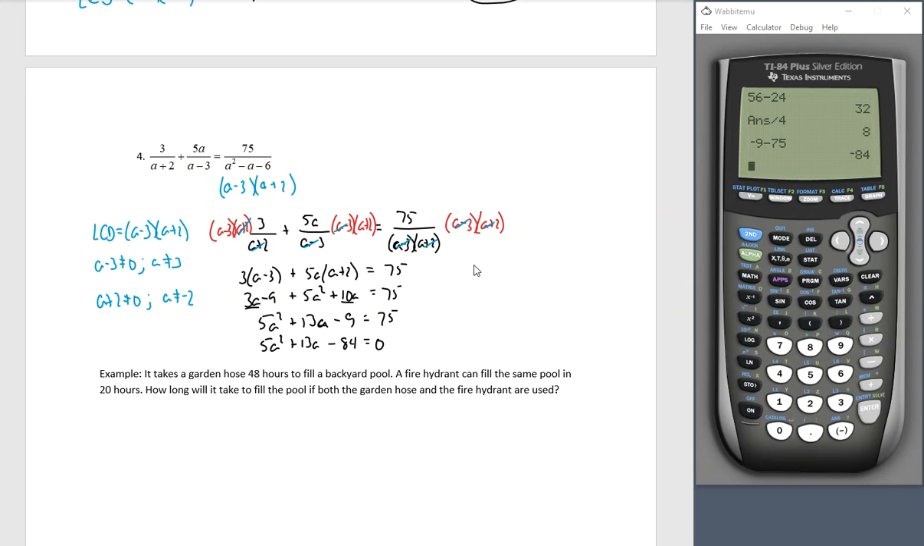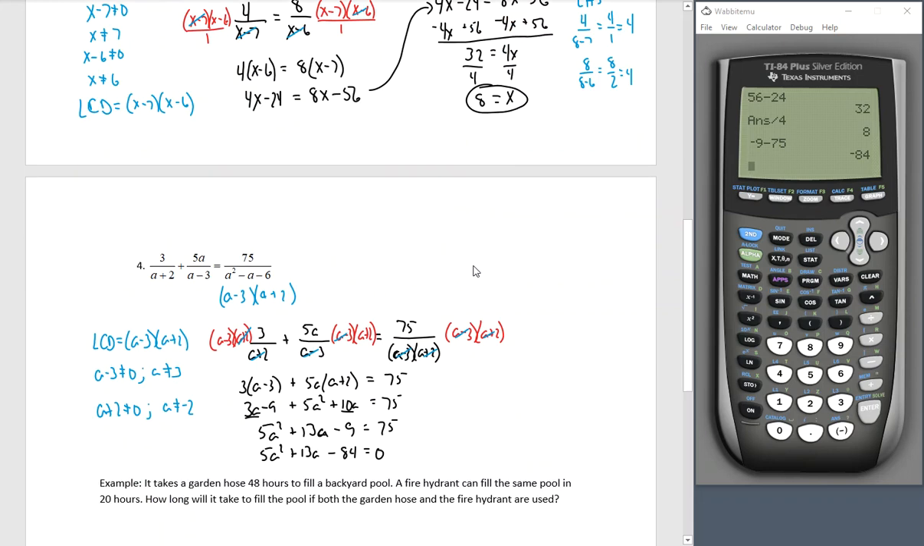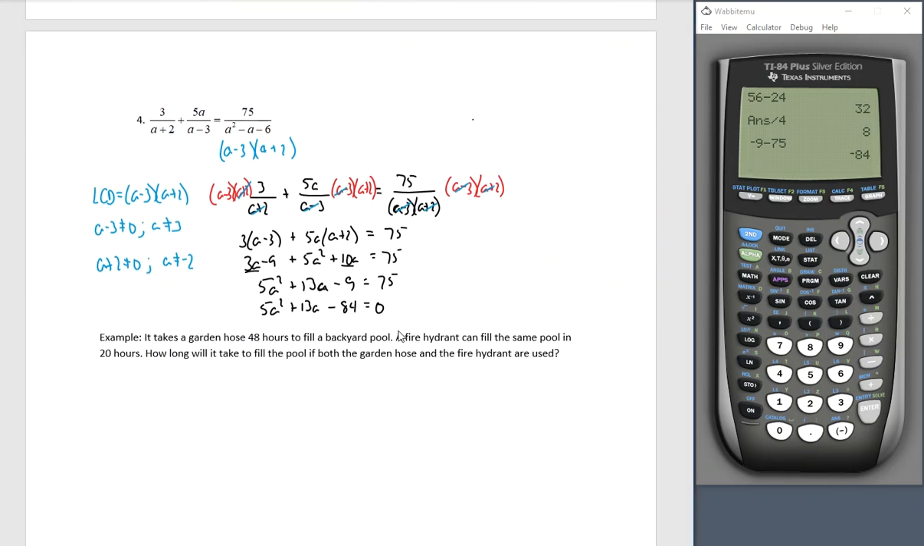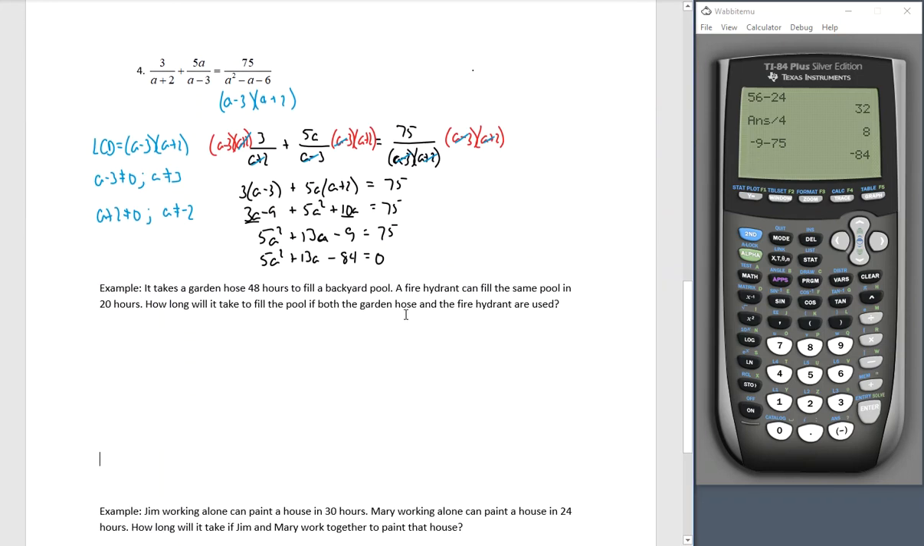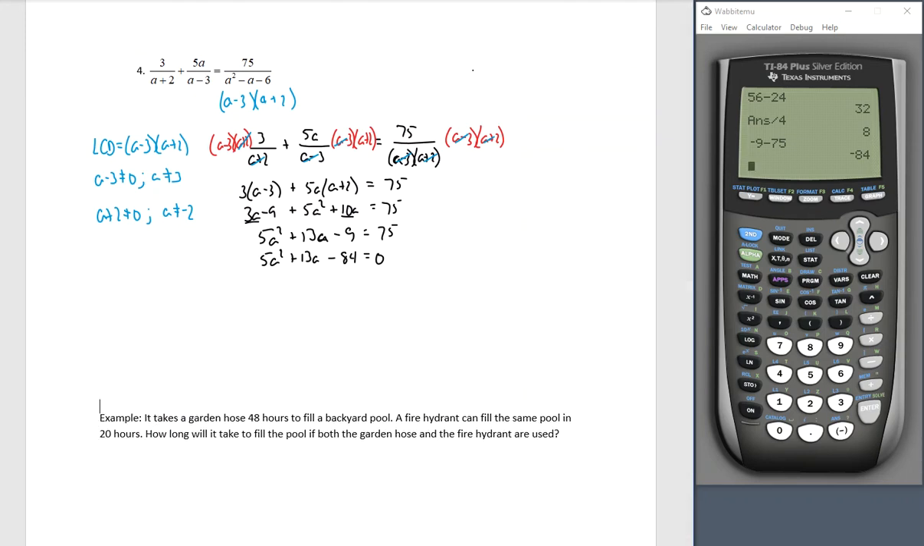Oh, we factor. Okay, so let me give us some more room here. Let me see if I can find my cursor. I cannot find my cursor. Let's find the cursor. Here we go. Now we're at least on the right page. There we go. Let's give us some more room here. Okay.